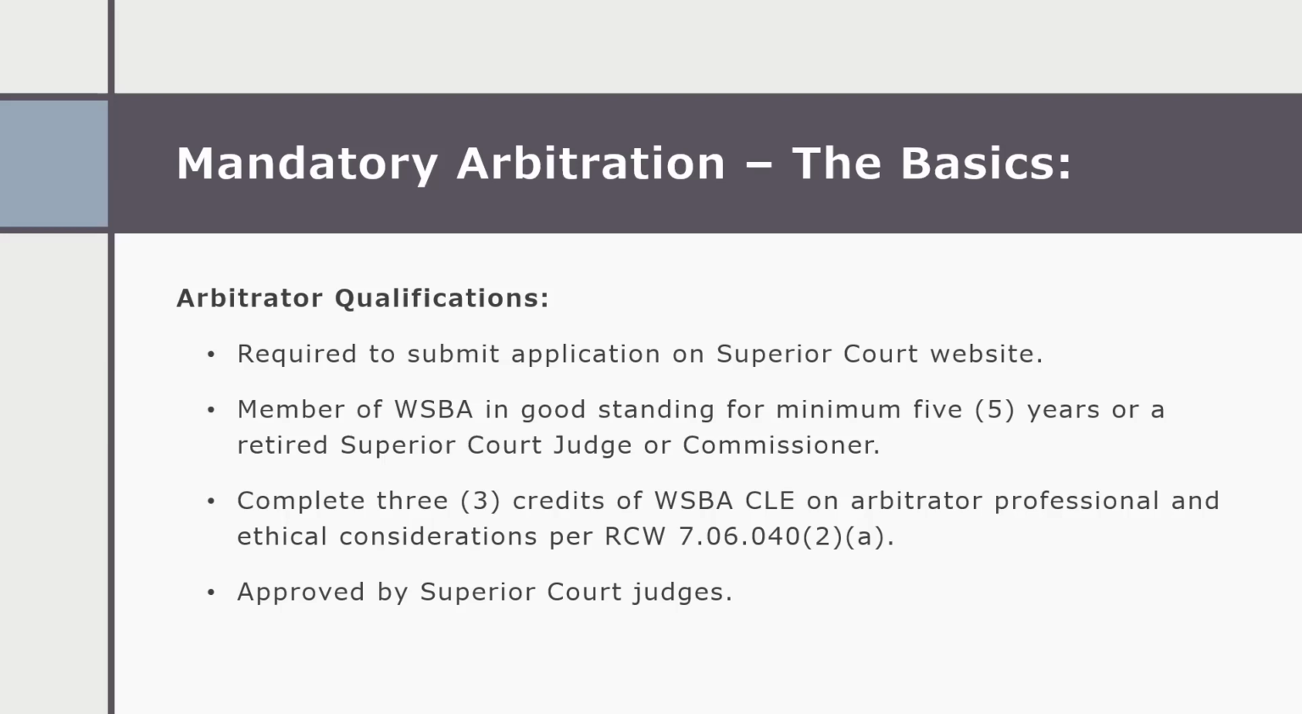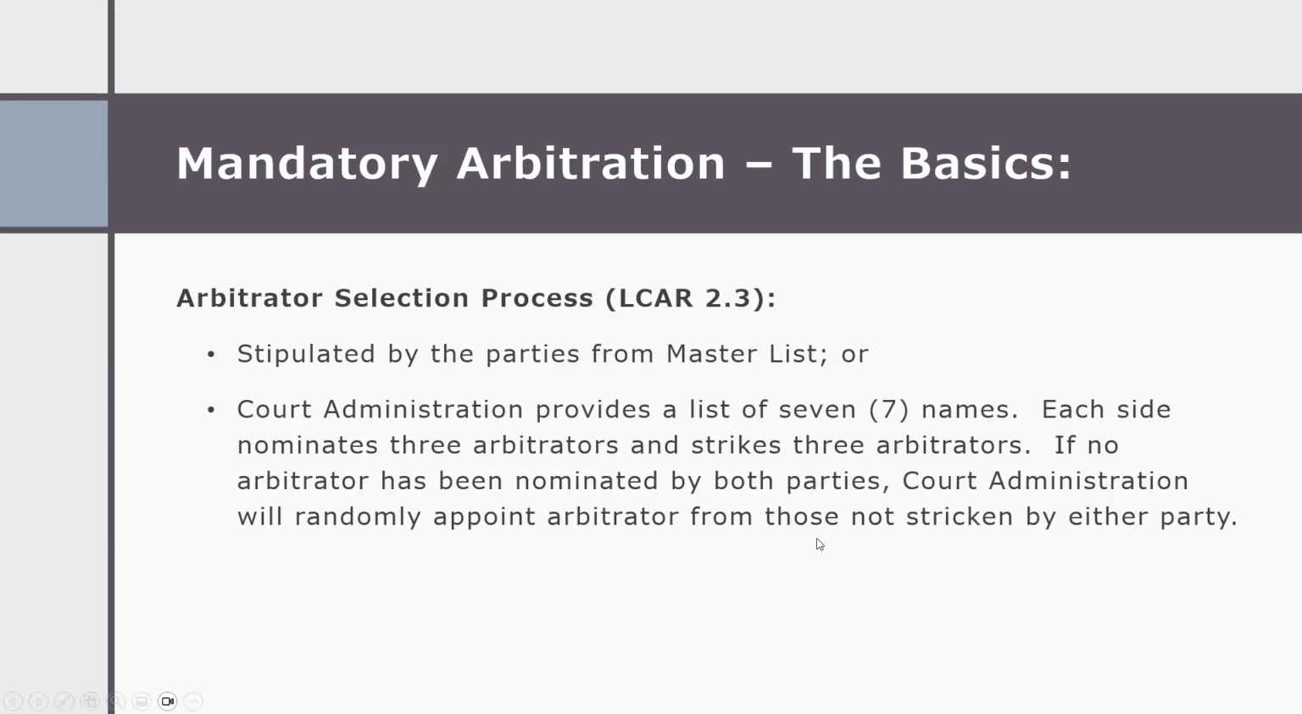Once you've submitted an application that confirms those, it goes to the Superior Court judges and we vote on approving the application. Once you're approved, you go on the master list, which is within court administration. Both parties can ask for the full list, but typically the court gets a stipulation from the parties, or they provide a list of 7 names, and then each side nominates 3 arbitrators and strikes 3 arbitrators. If no one has been nominated by both parties, then court administration randomly appoints the arbitrator from those not stricken by either party.